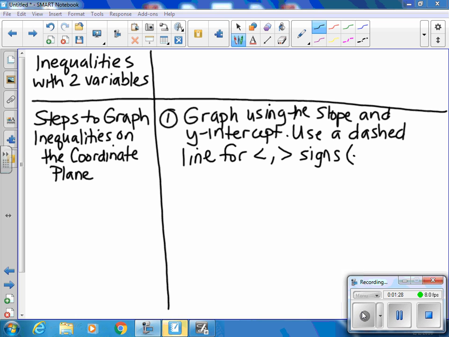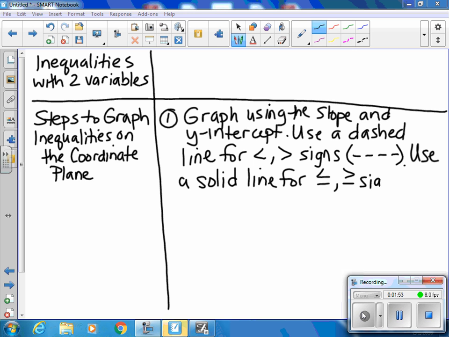Okay, and a dashed line looks like this, where there's breaks in it. I have got to be able to see that your line has been dashed, because if you draw it solid, it is wrong. It is very picky on details when it comes to these graphs. And then you use a solid line for less than or equal to and greater than or equal to signs. And a solid line is exactly how you've been making them.